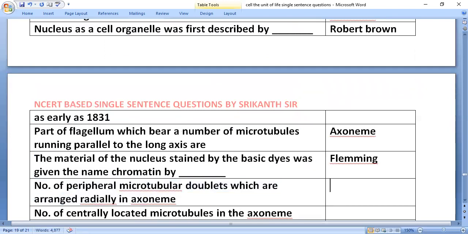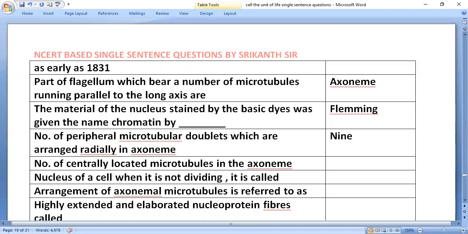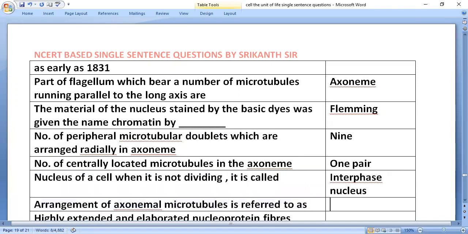Number of peripheral microtubular doublets which are arranged radially in axoneme: 9. Number of centrally located microtubules in the axoneme: 1 pair. Nucleus of a cell, when it is not dividing, is called interphase nucleus. Arrangement of axonemal microtubules is referred to as 9+2 array.